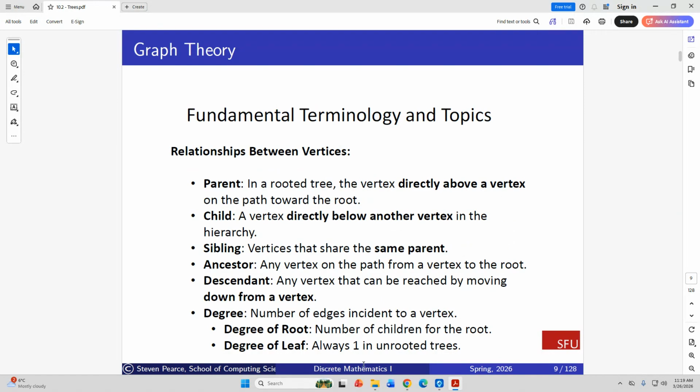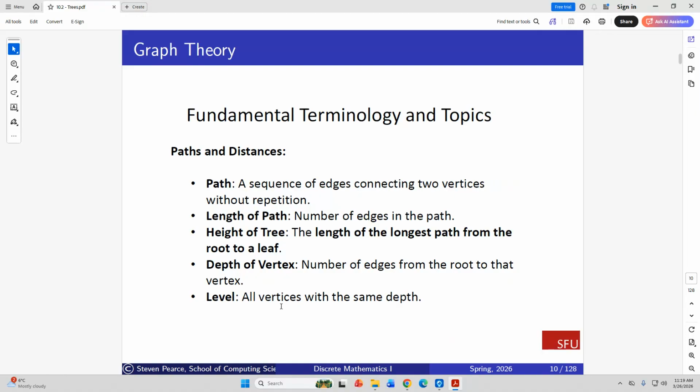Degree of a leaf is always one because a leaf is an endpoint. So it only has one branch going into the node, and no other branches or edges coming out of it. So that's what a leaf is. A leaf is like a file in a directory structure that's got a tree architecture. So, these are all obvious. You can read them.